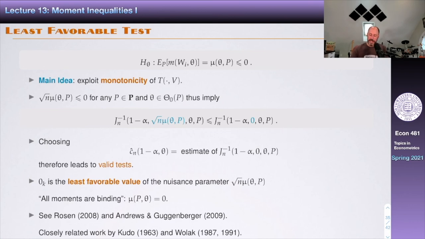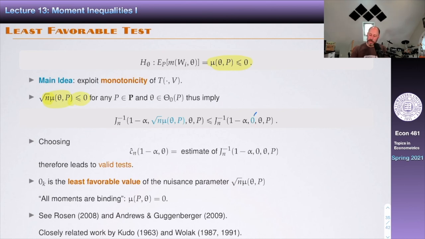Well, look at this. The model says that mu is less than or equal to zero. Then square root n times mu is also less than or equal to zero. Right? It's just mu is less than or equal to zero, you multiply by square root n, and it is still less than or equal to zero. So by the monotonicity of the test statistic, this quantile, which is the quantile that we want because it has a square root n mu, is bounded by the same quantile at zero. So you see that? Here we have square root n mu, here we have zero.